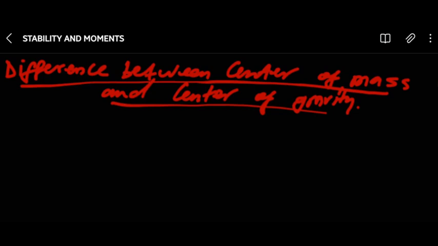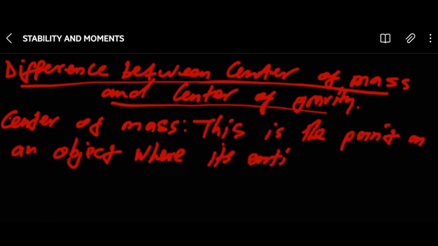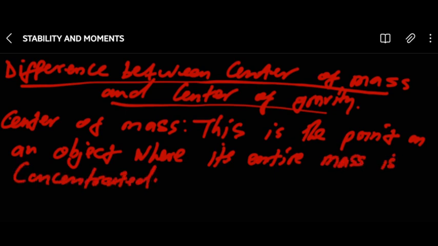So now let's look at the differences between center of mass and center of gravity. The center of mass is the point on an object where its entire mass is considered to act, or the point on an object where its entire mass is concentrated.